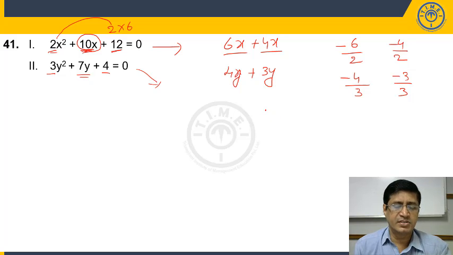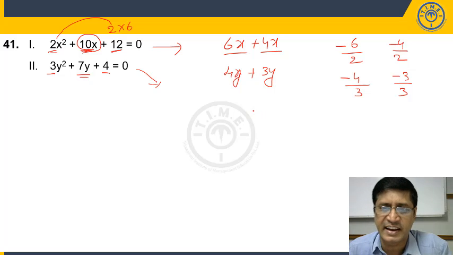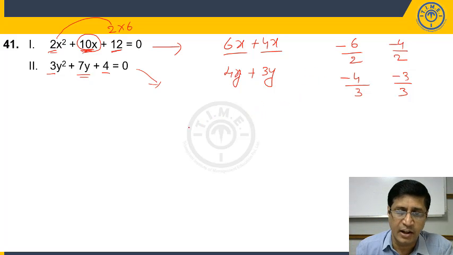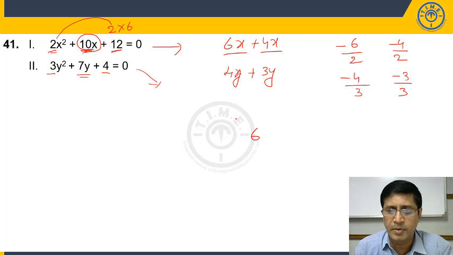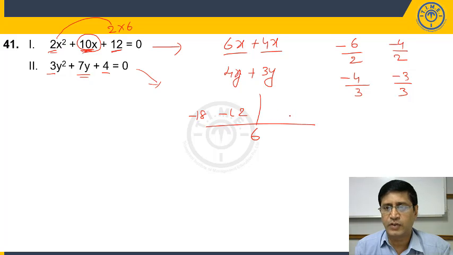Now simplify this. By comparing the roots of the first quadratic equation with the roots of the second, we can find the answer. Now look here, I am using the LCM. What is the LCM of the denominators? 6. So what will you get? 3 times the numerator, that is 18. 3 times the 4 is 12. That is the x value. And here 2 times, which means minus 8 and minus 6.